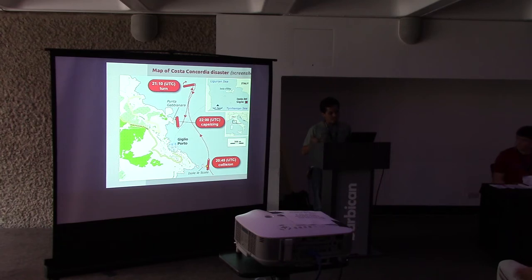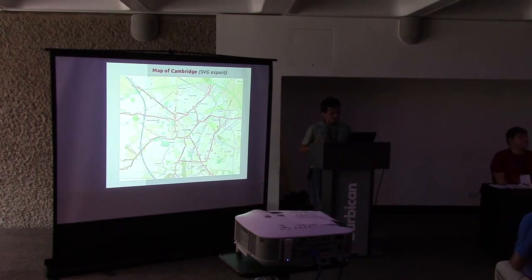But this is just a static PNG image, so it's not a vector image. If you go to the website of OpenStreetMap, you can actually export SVG images. For example, here's a map of Cambridge. You just zoom into Cambridge on OpenStreetMap, click the share button, and there you can select the SVG format. Then you can get an SVG file of the map of what you're seeing right now on the OpenStreetMap website.